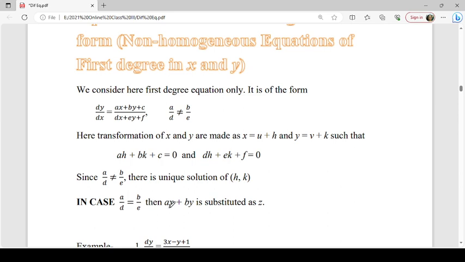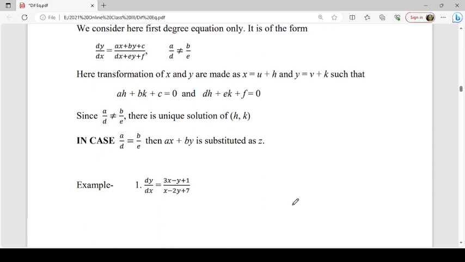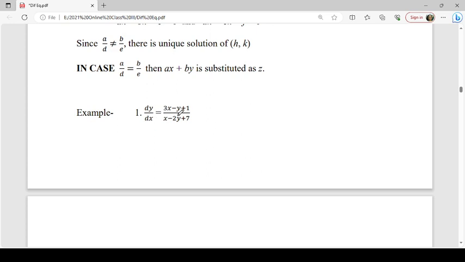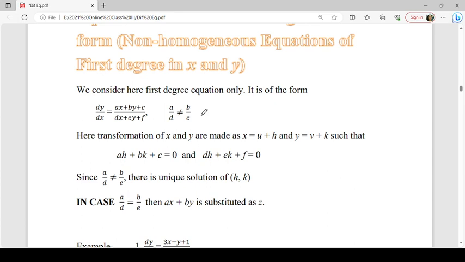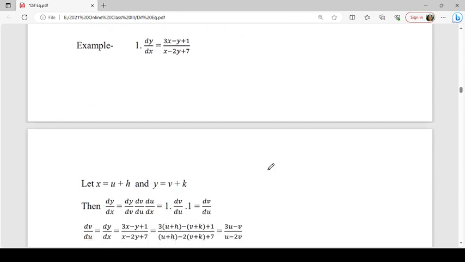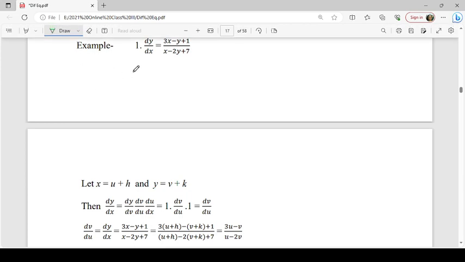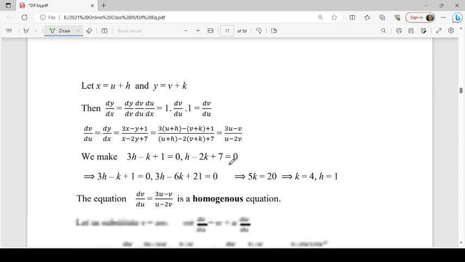And in case they are equal, then ax plus by is substituted as z. So 3x minus y, this is one example. So it is 3 by 1 is not equal to minus 1 by minus 2. So it is in the first case, they are not proportional. And we are substituting this one.